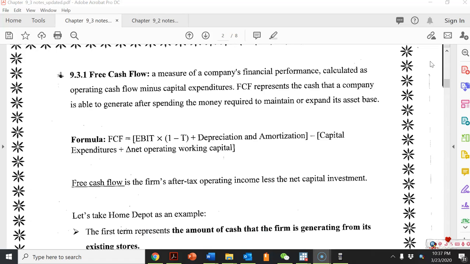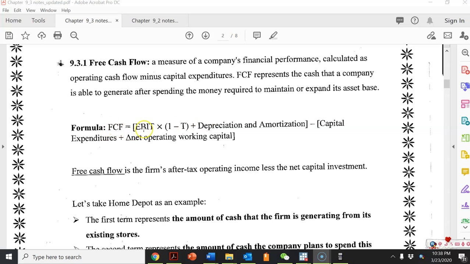Since we're gonna discount all the free cash flows to get the firm value in the corporate valuation model, let's first look at the definition of free cash flow. It is a measure of a company's financial performance, calculated as operating cash flow minus capital expenditures. Free cash flow represents the cash that a company is able to generate after spending the money required to maintain or expand its asset base.